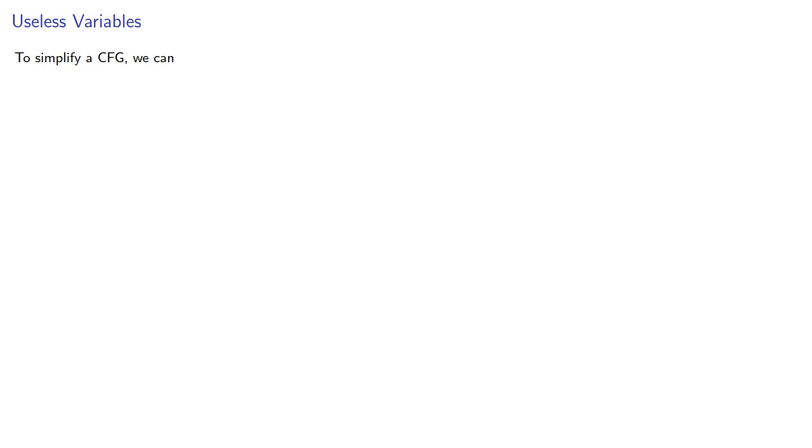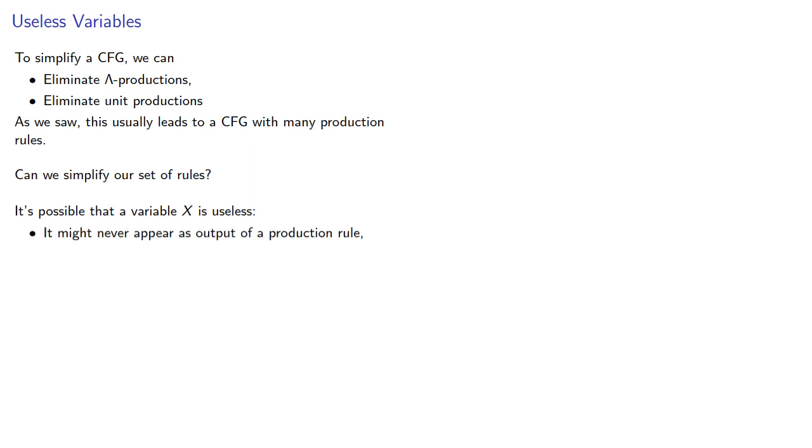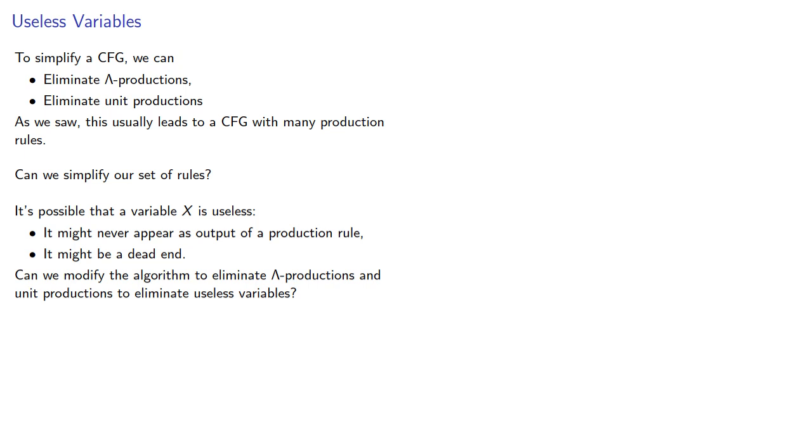To simplify a context-free grammar, we can eliminate the lambda productions and eliminate the unit productions. As we saw, this usually leads to a context-free grammar with many production rules, and so the natural question to ask is, can we simplify our set of rules? It's possible that a variable X is useless. It might never appear as the output of a production rule, or, even worse, it might be a dead end. Can we modify the algorithm to eliminate lambda productions and unit productions to also eliminate useless variables? Well, let's try.